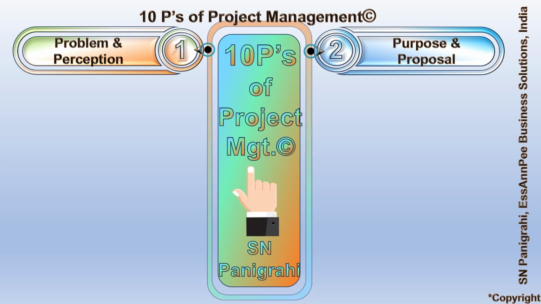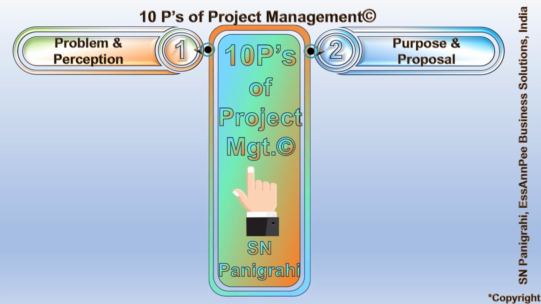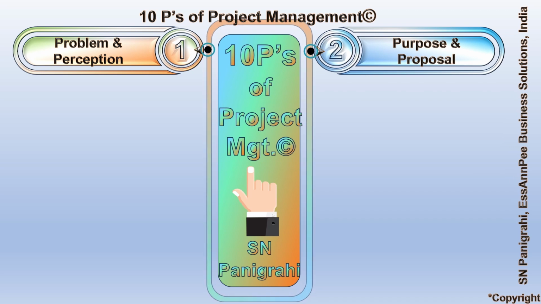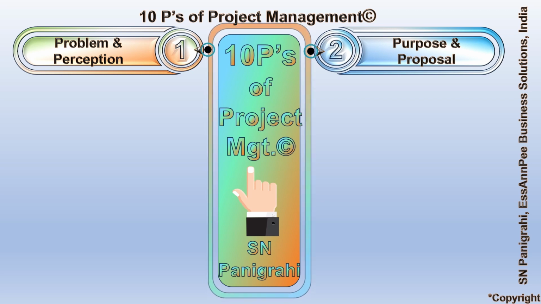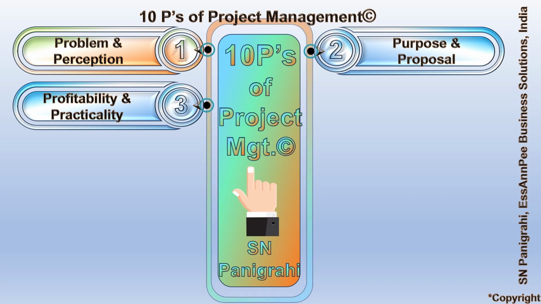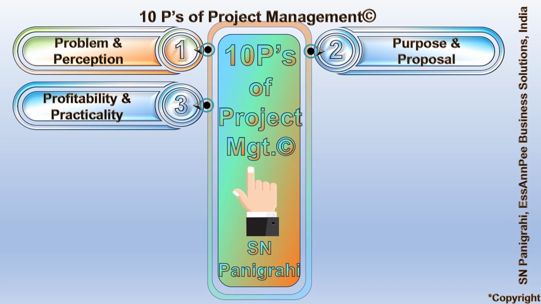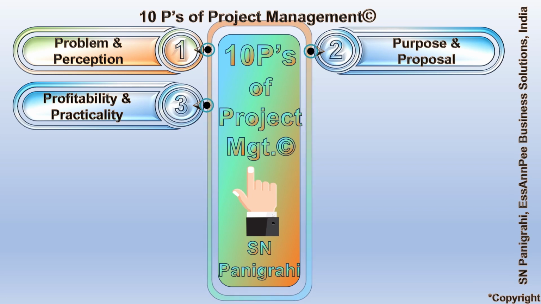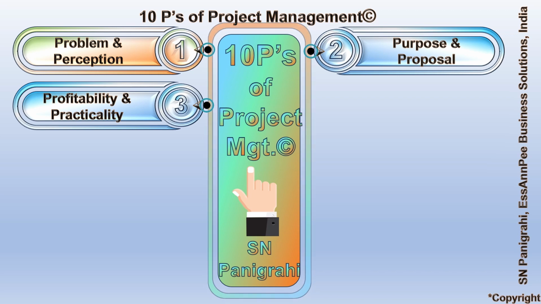This includes drafting a proposal that outlines the objectives, scope, benefits, and high-level plan for adopting agile practices in construction projects. 3. Profitability and practicality. Here in this phase, we develop a business case, justifying why we want the project and the benefits of the project by conducting a feasibility study and cost-benefit analysis.